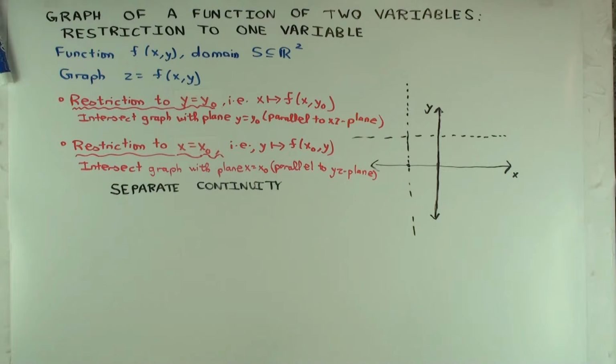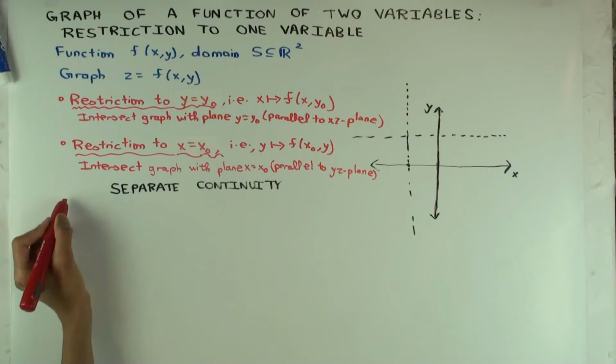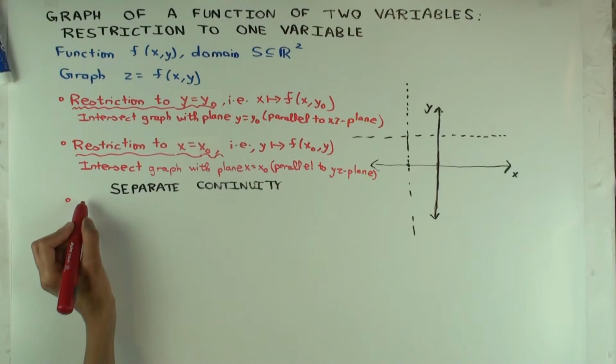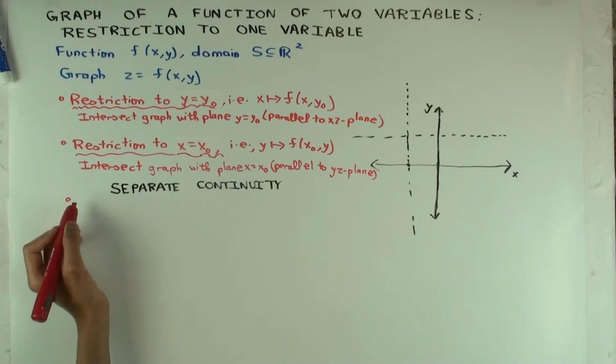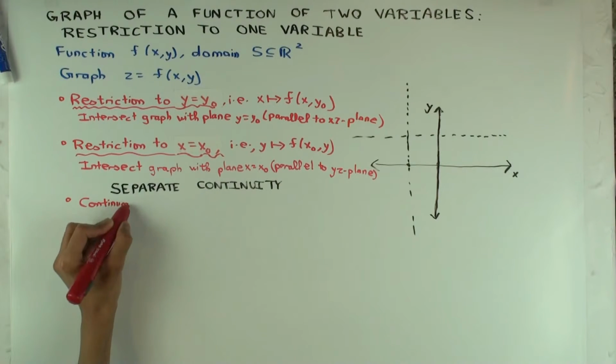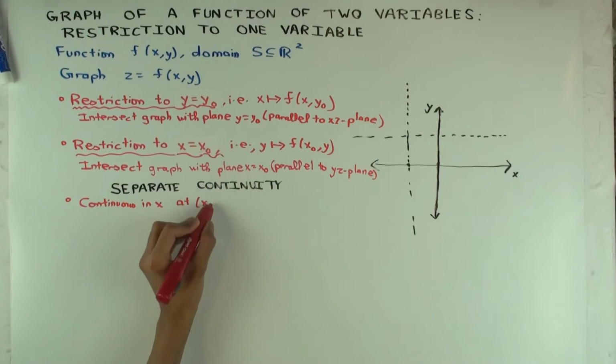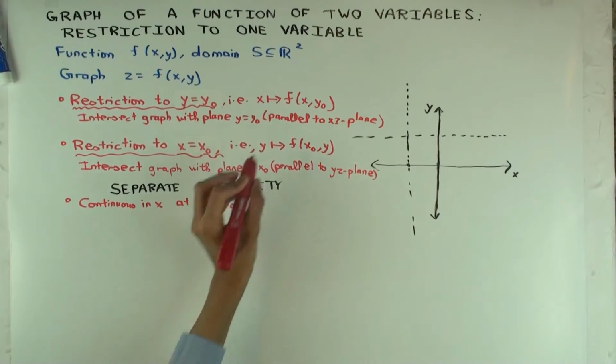Well, you can just assume you know what continuity is in one variable. So it just means that this function, so continuous in x, let's situate at a point. Continuous at a point. So continuous in x at a point x naught y naught. What does that mean? What function is continuous? This function.